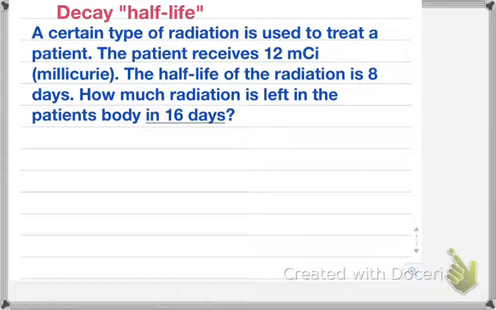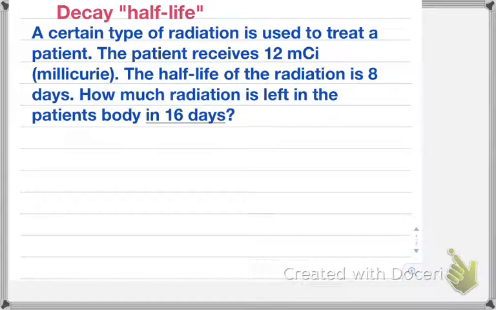So we're going to talk about half-life. You will hear this word half-life and think about when you hear that as decay. So this is a certain type of radiation that is being used to treat a patient with cancer. The patient receives 12 millicurie, which is abbreviated as MCI, and that is what is given to them at their visit. And the half-life of this medicine is 8 days. So think about as they take it, every 8 days, it cuts into half. It goes down half. So what's in their body is half left, half left. And so we want to know how much radiation medication will be left in their body after 16 days.